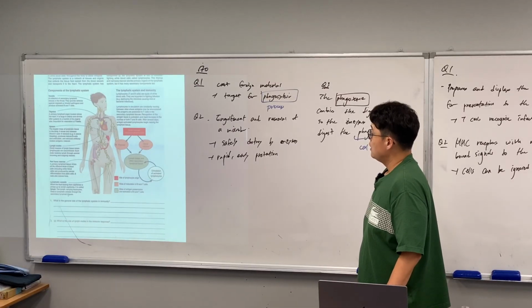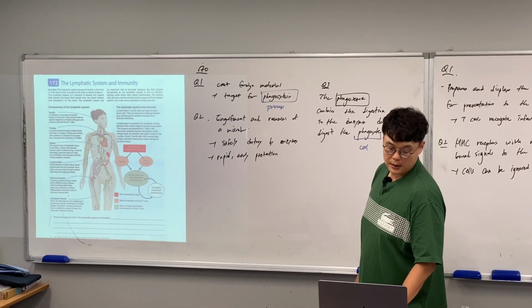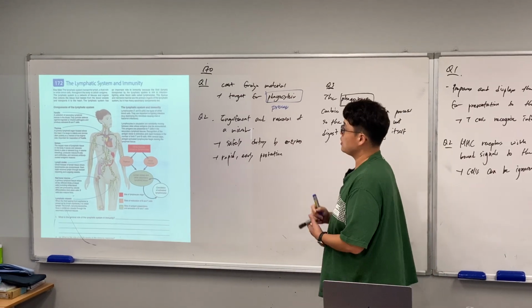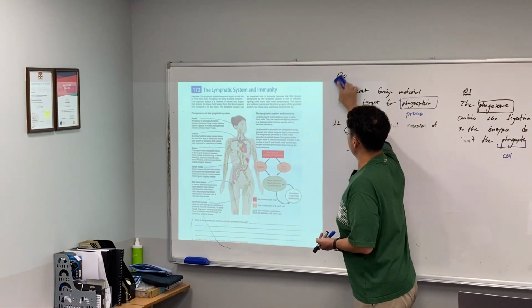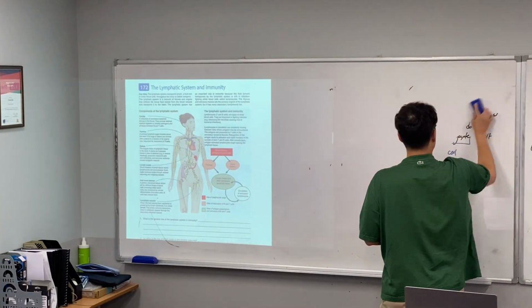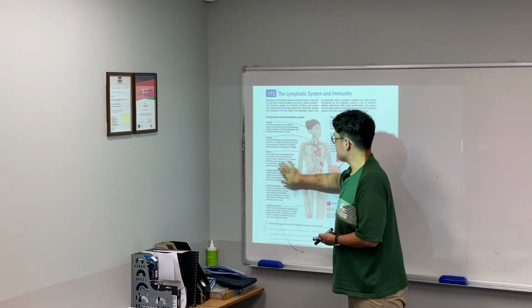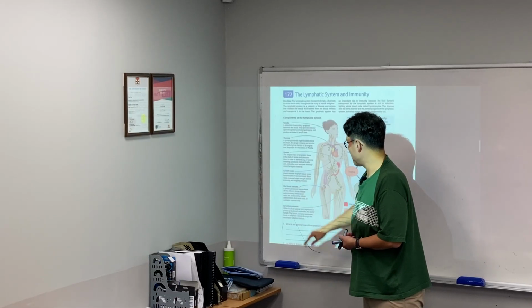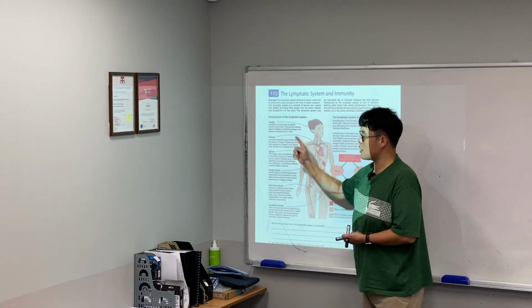Okay, all right, next page. Lymphatic systems and immunity. The lymph node or lymphatic system is very important because it includes all the components. It's well described in this worksheet. So: tonsils, thymus, spleen, lymph nodes, red bone marrow, and also lymphatic vessels. Tonsils, let's start from that.